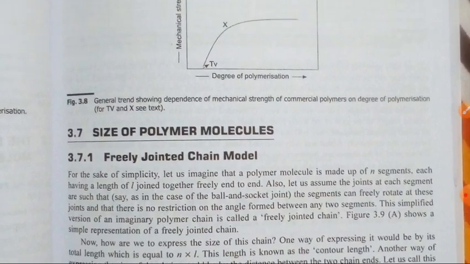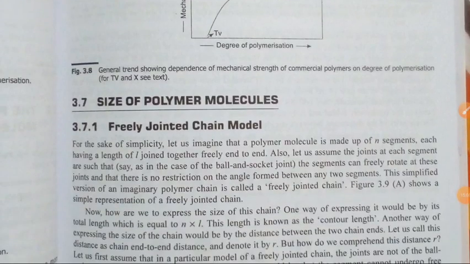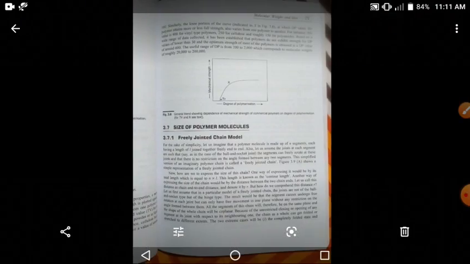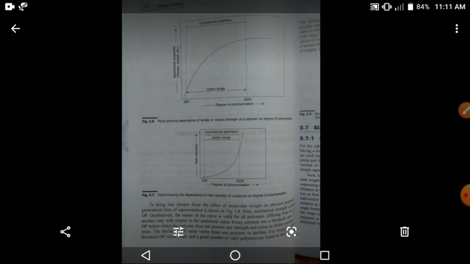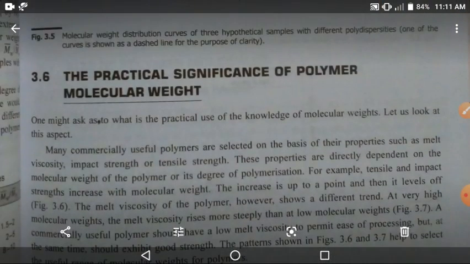Now, the revision part for the size of polymer molecules and the freely jointed chain model, and the section on the significance of polymer molecular weight.